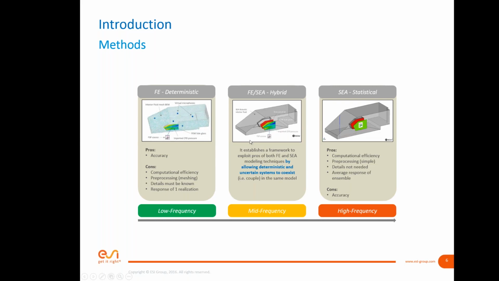The same can be done with the same FE represented by FE side window, but the cabin is represented here by SEA. Here it would be by boundary element, either boundary element or finite element. And on the right, all the representation is using SEA. So there are pros and cons for each of these formulations.